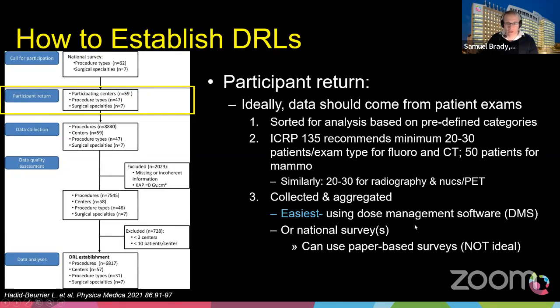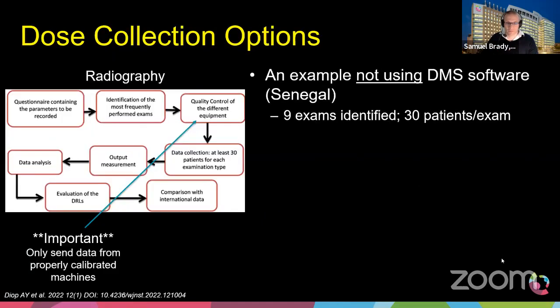Historically, we have used national surveys using paper-based or electronic type Excel spreadsheets. And I'm going to give an example in a minute. It's not ideal to use this process because it requires a lot of manual labor to collect, manipulate, calculate the statistics, and then report it back to the individual institutions. So as an example, I just want to share this because not every hospital has access to DMS, but yet they can still participate in the National DRL initiative.